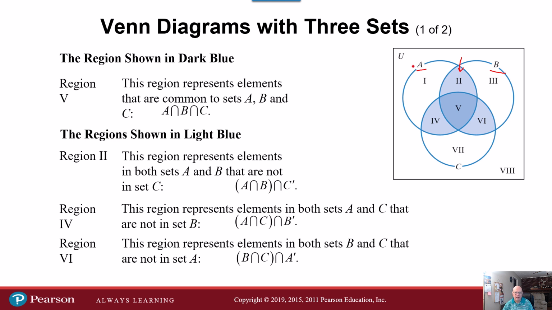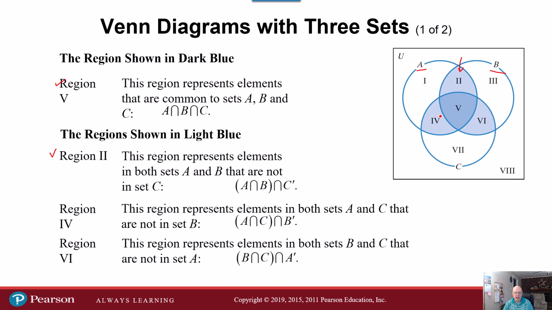So when you look at A and B, if you can follow my cursor here, A and B would have regions 2 and 5. But when you intersect it with not C, then it's just region 2. So check that off. Take a look at the next region, region 4.